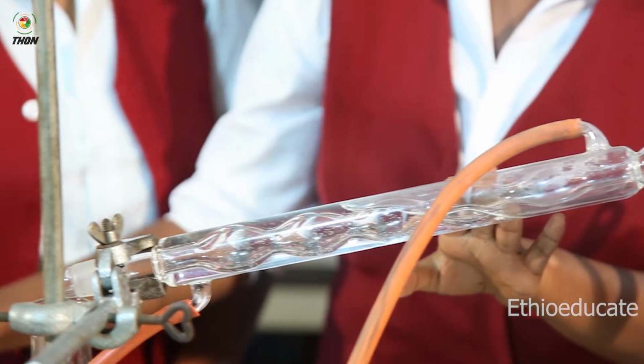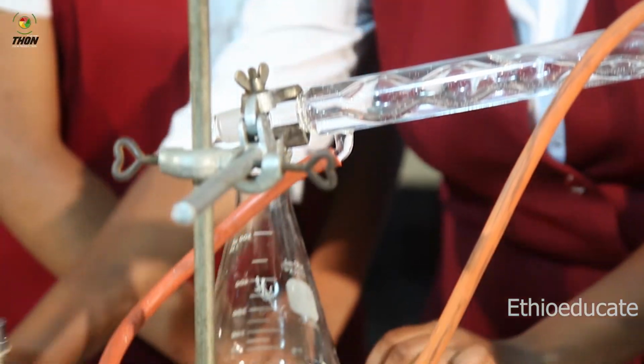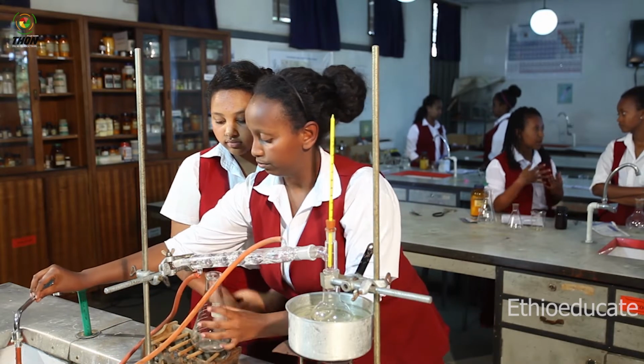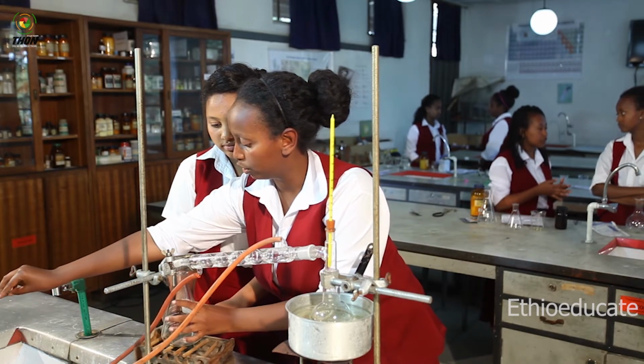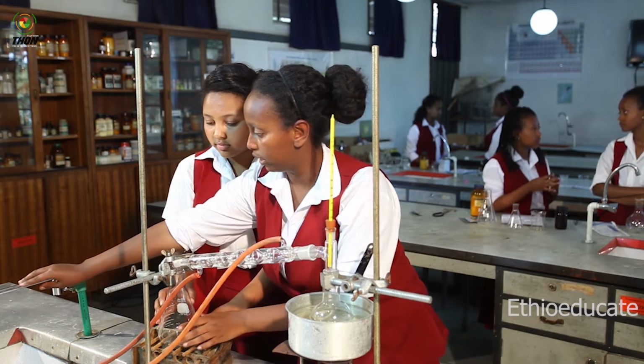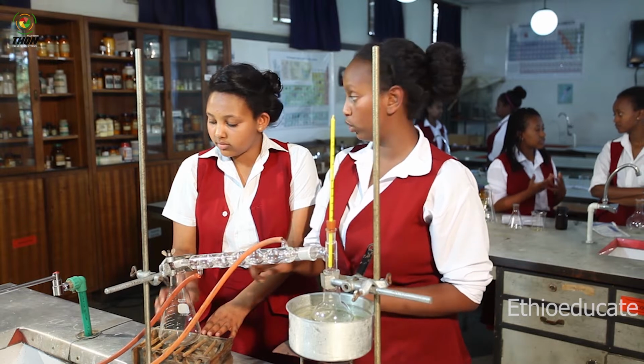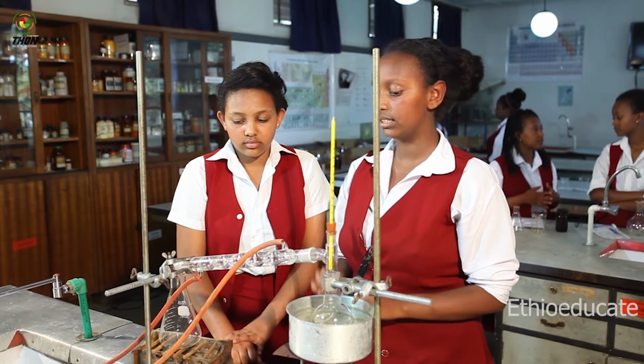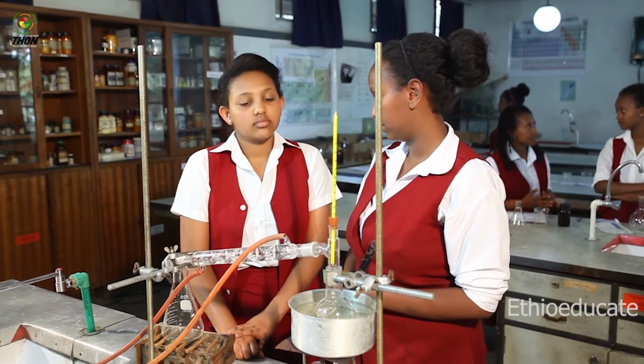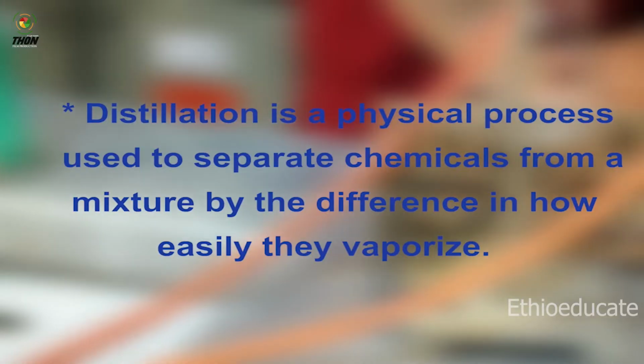So I'll turn the knob on so that now I have a water supply. Now it's moving through, it's circulating, as you can see. So now the distillation process has started. Let's wait.